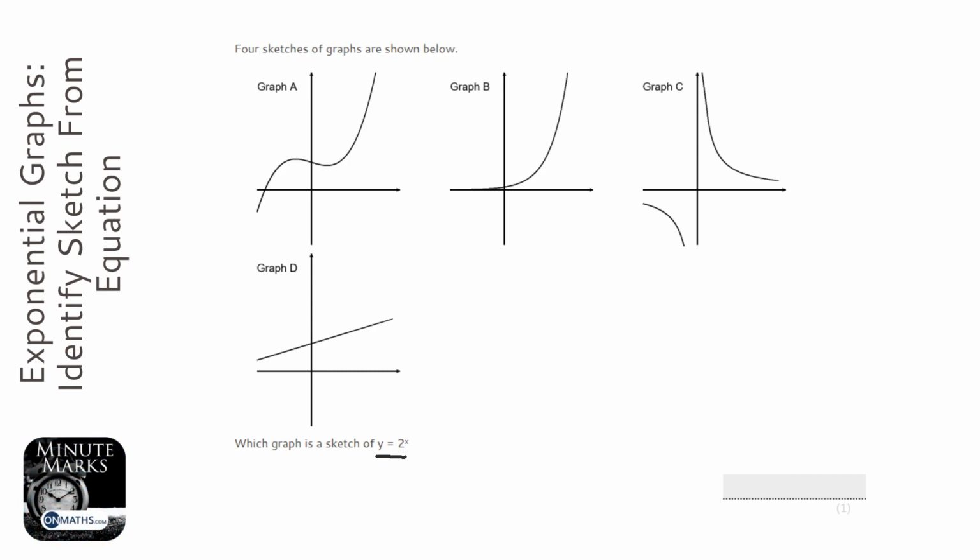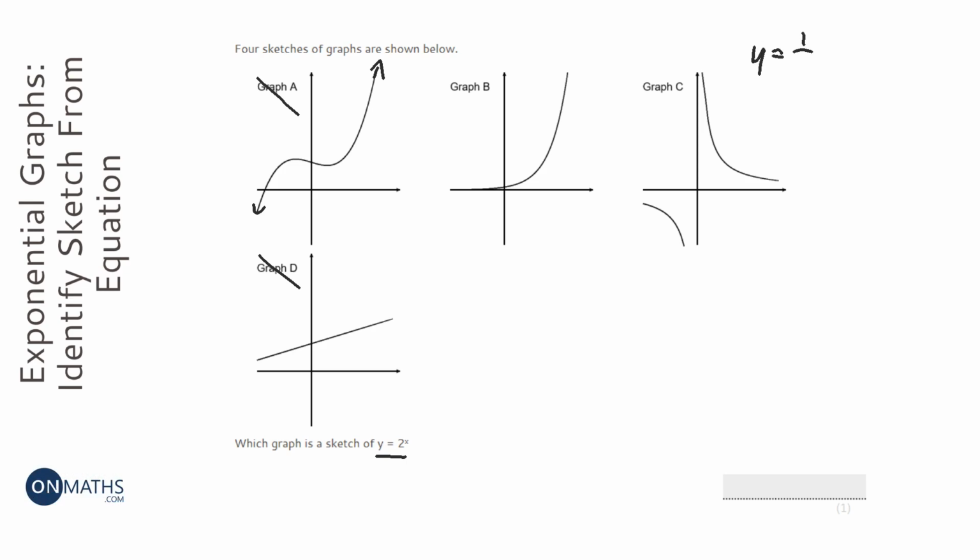Graph D is a linear graph because it's a straight line, so that's not correct. Graph A is a cubic because it goes up and then down and then up again. And we assume that the graph will carry on upwards here and carry on downwards here, but it's a cubic, so it's not that one. Graph C is a reciprocal, so it's something like this, or there might be some numbers in there, but it's not that one. Graph B, however, is our exponential.